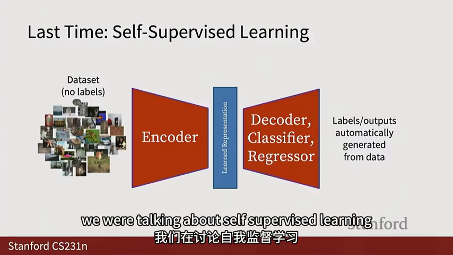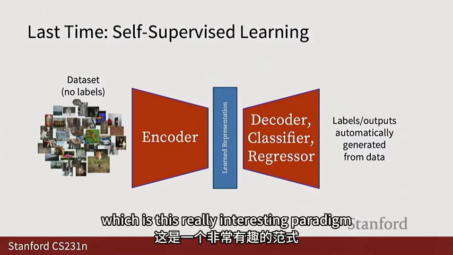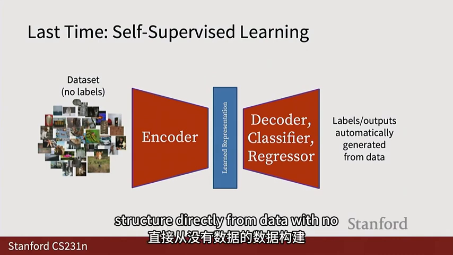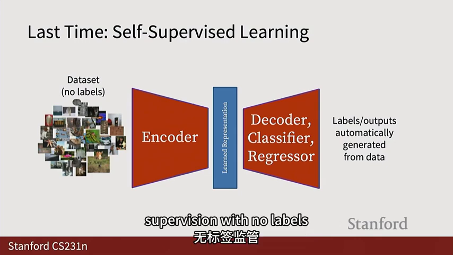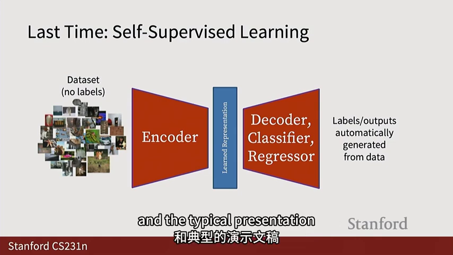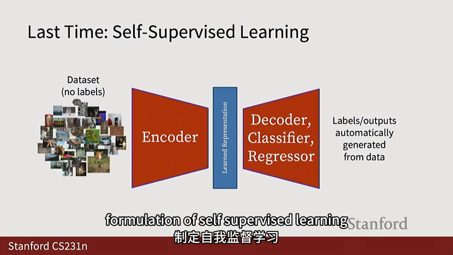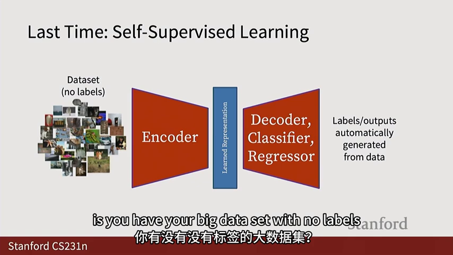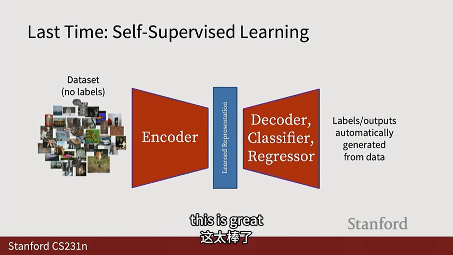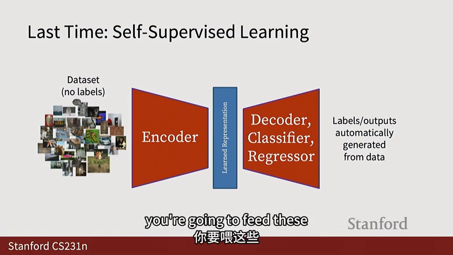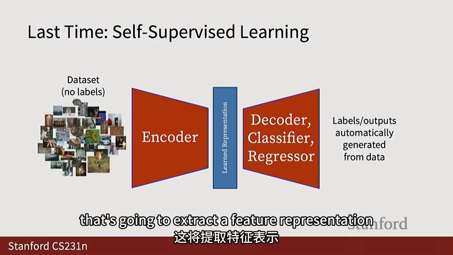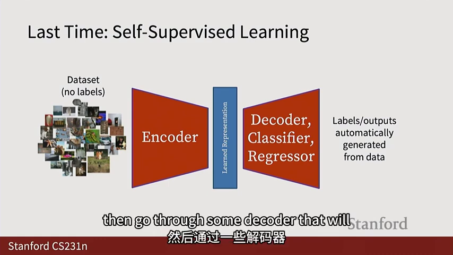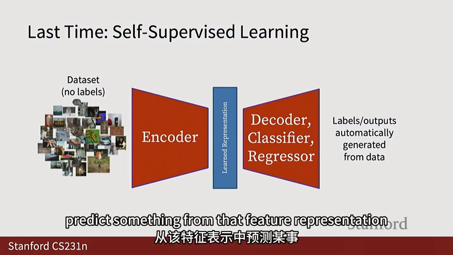Last time we were talking about self-supervised learning, which is this really interesting paradigm where we want to somehow learn structure directly from data with no supervision, with no labels. The typical formulation of self-supervised learning is you have your big data set with no labels. Ideally, it's just images. This is great. You can get a lot of images. You're going to feed these through some kind of encoder that's going to extract a feature representation from your images, then go through some decoder that will predict something from that feature representation.